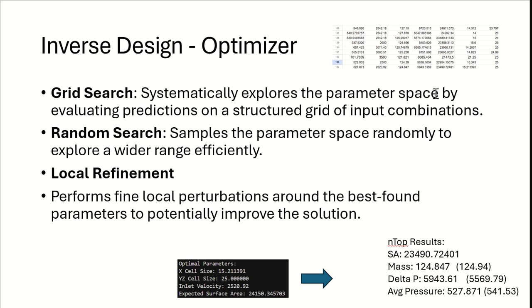So in the end, the model spit out 15.211 as the X cell size, 25 as the YZ cell size, and 252920.92 as the inlet velocity. And when you plug this into the nTop CFD model, you get a max surface area of 23,490.72401. Mass just underneath the threshold of 125, delta P well underneath the threshold of 8,000, and average pressure just above the threshold of 520. So every design constraint, our manufacturing constraint, is fulfilled. So this optimizer was successful.